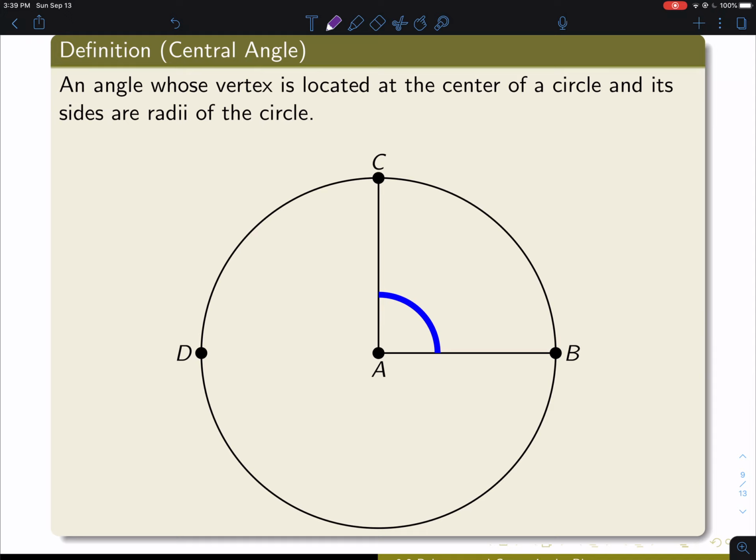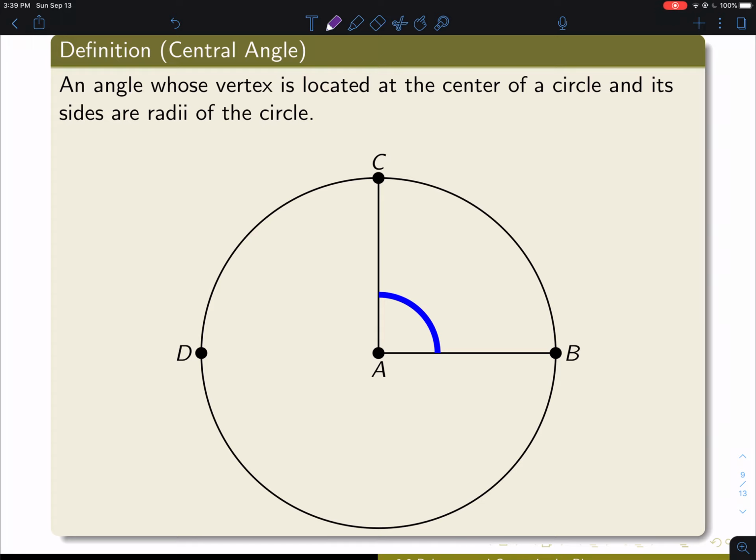A central angle, we talked a little bit about this when we were talking about polygons, so the same definition is true. The central angle is an angle that has the center point of the circle as the middle of the angle. In this case, that little blue one would be one of the central angles. Again, there are a lot of different central angles. This is just one.